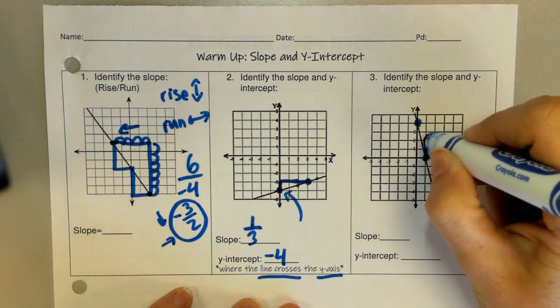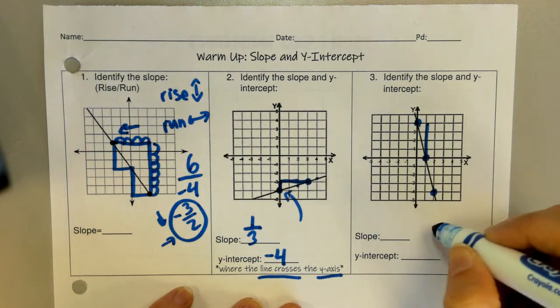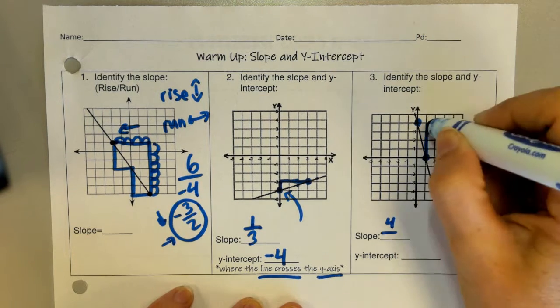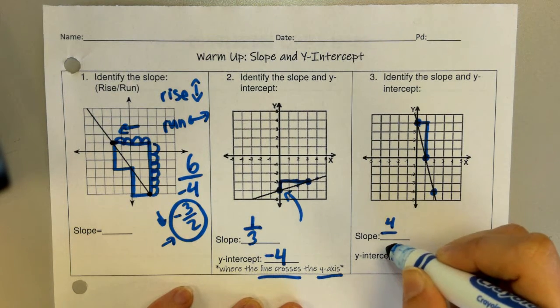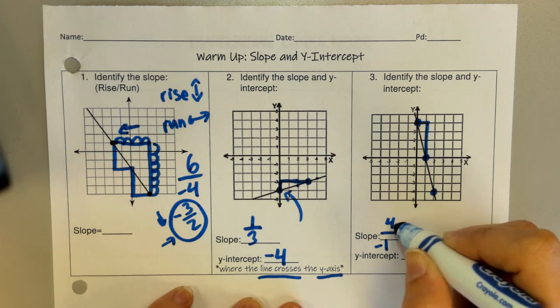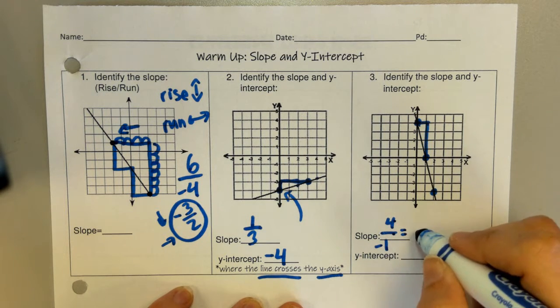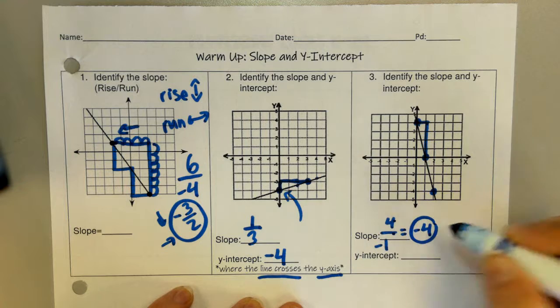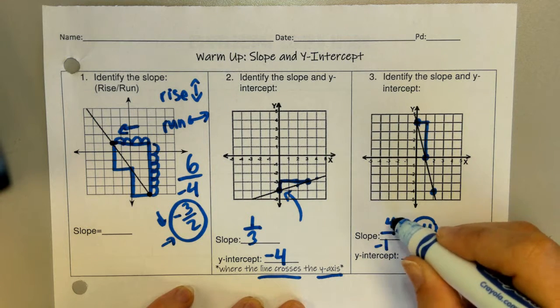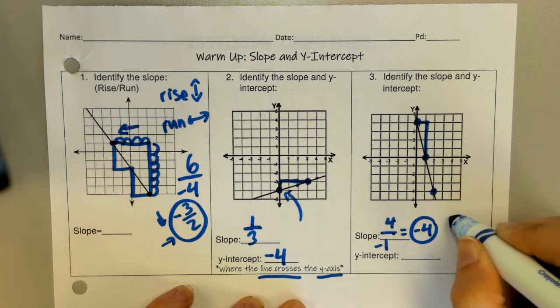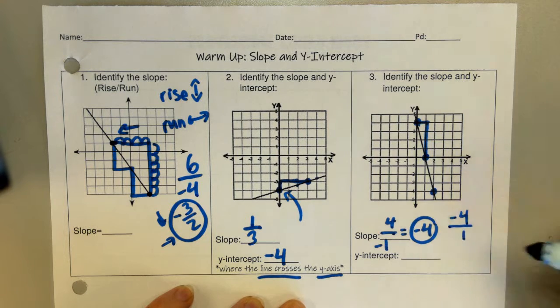How many do we go up or rise? 4. Up 4. And how many do we go over? Negative 1, because we're going backwards. What's 4 divided by negative 1? Negative 4. So this also means 4 over negative 1, or negative 4, that we should be able to go down 4 and over 1.